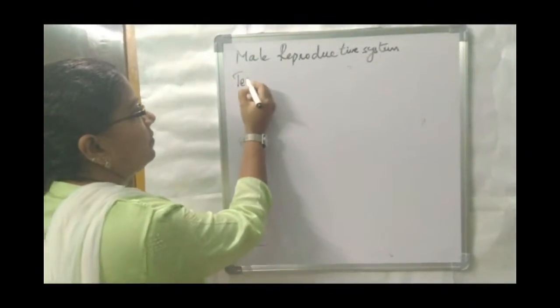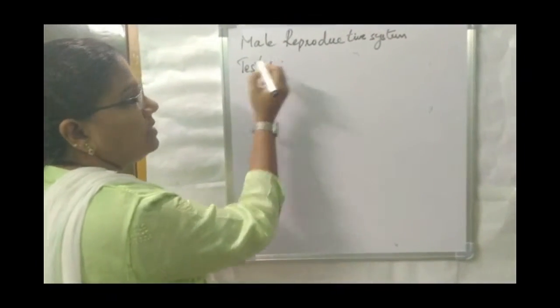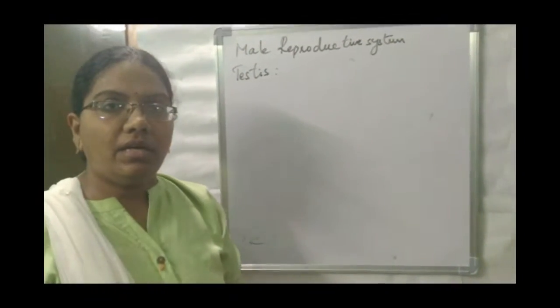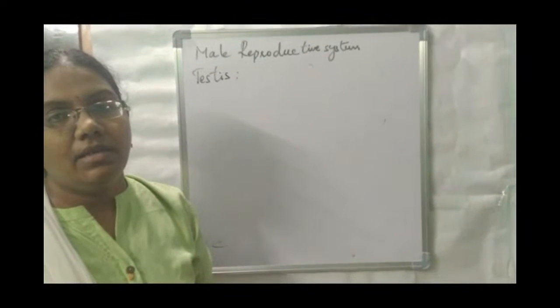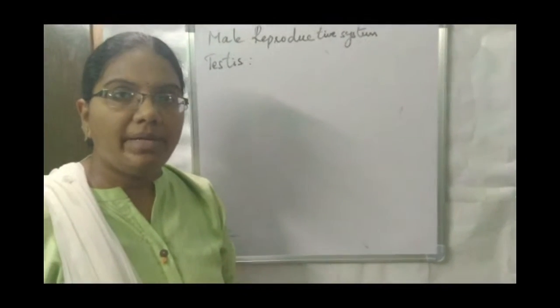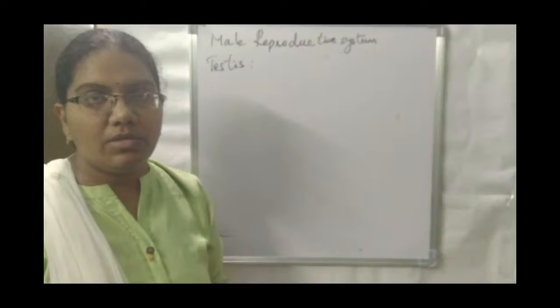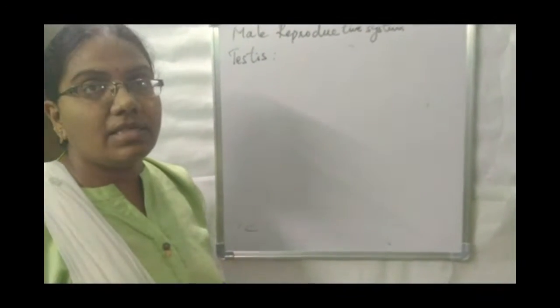Structure of testis. The testes are called primary sex organs. They are involved in the formation of gametes and the release of some hormones. So now, the structure of testes.